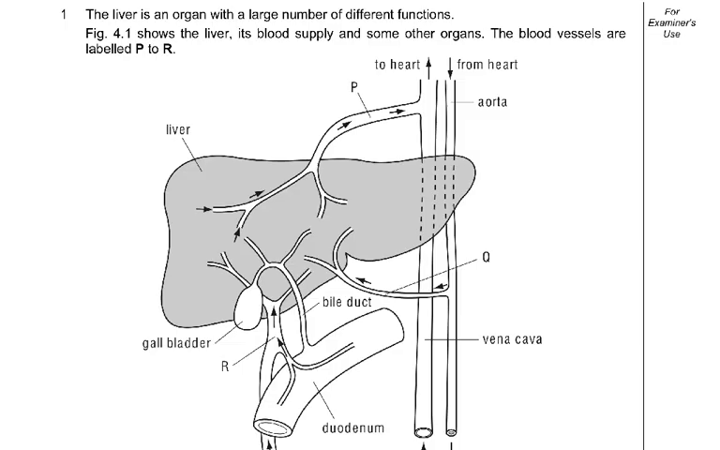Now starting with question number 1, the liver is an organ with a large number of different functions. Figure 4.1 shows the liver's blood supply and some other organs. The blood vessels are labeled T to R. Now, the first thing to remember is that this is the aorta, right? And any vessel arising from the aorta has to be an artery. As this is going to the liver, this will be the hepatic artery.